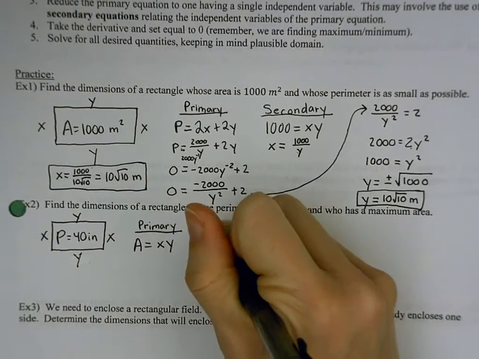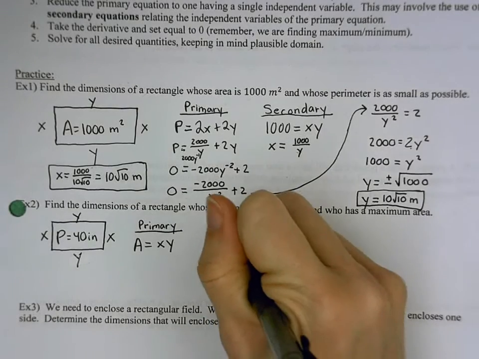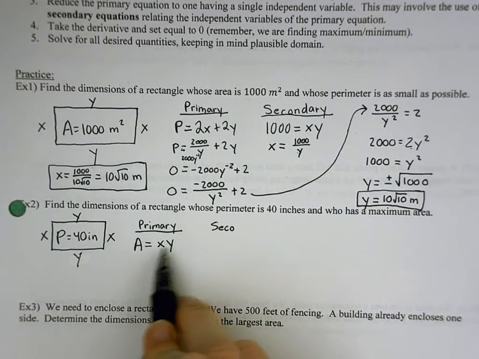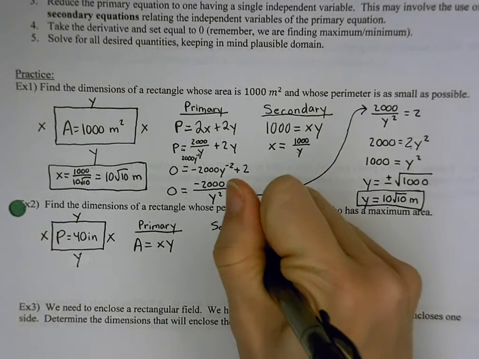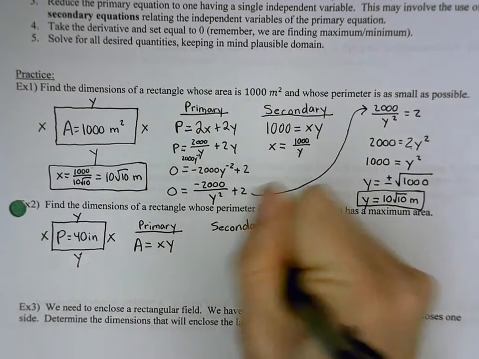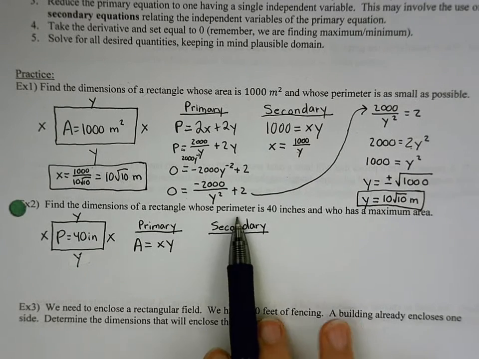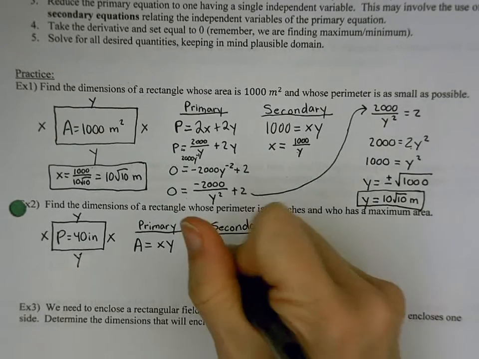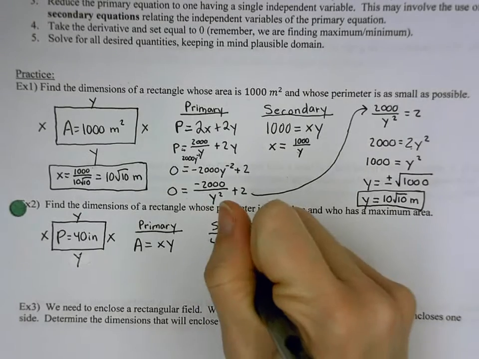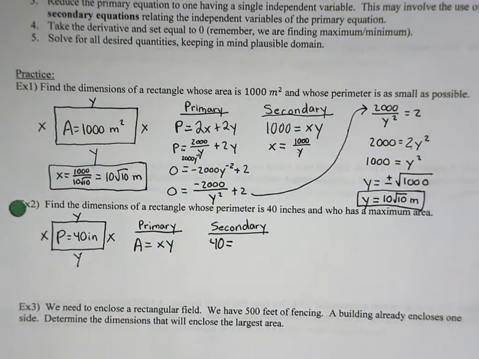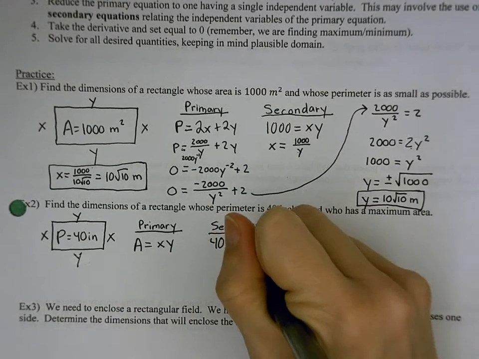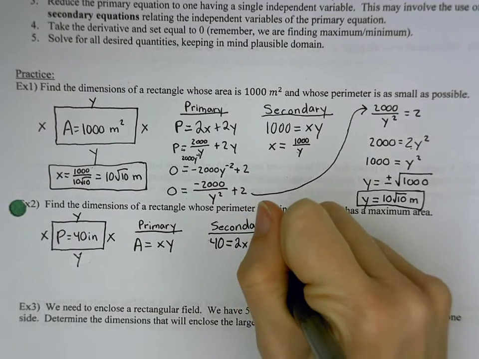Next up, I want my secondary equation, so I can reduce this primary equation to only one independent variable. So secondary. Secondary equation is some sort of given piece of information. In this case, I'm given that perimeter is 40 inches. Okay, and perimeter of this rectangle is 2 x's and 2 y's.